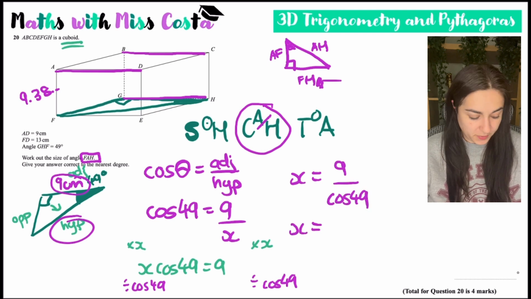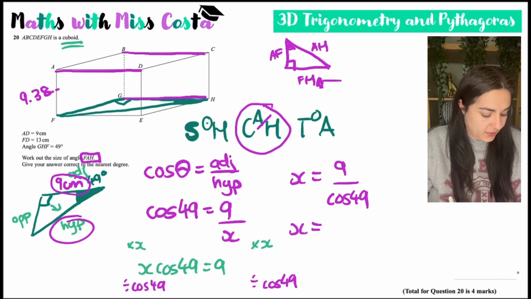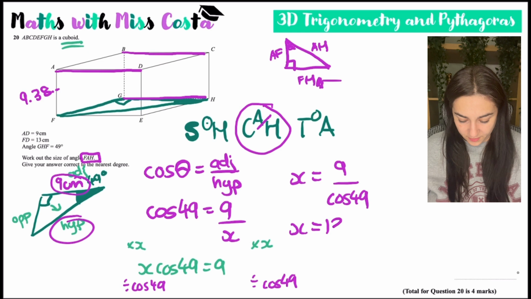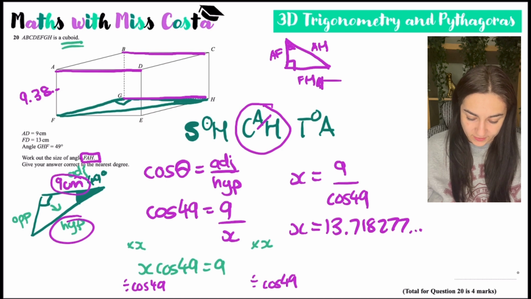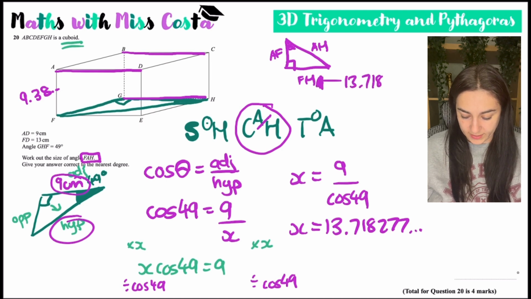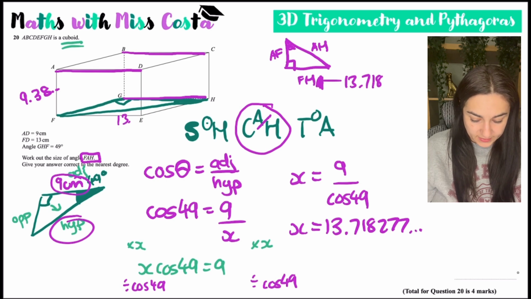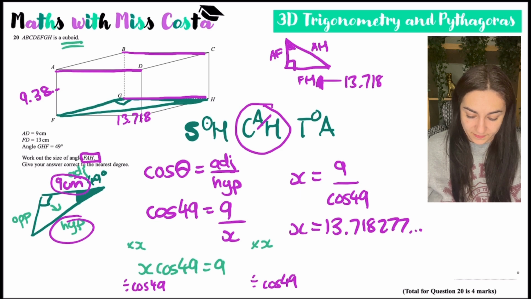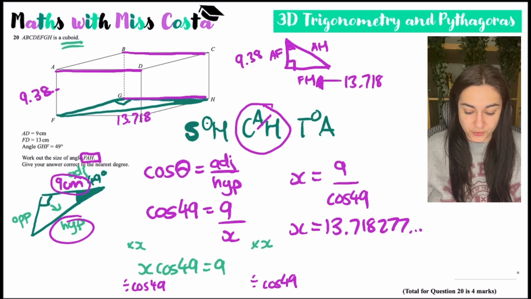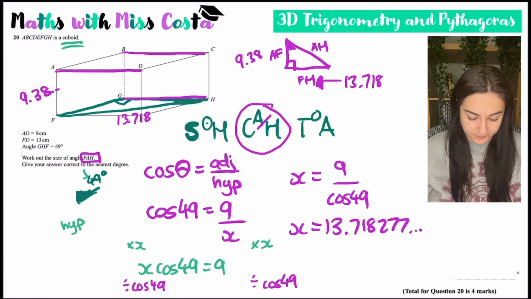And I just need to plug that into my calculator. So 9 over cos 49 gives me 13.718277 and so forth. So I know that the length of FH, this side here, is 13.718. Okay, so what have I found out? Well, I found out FH. I know AF is 9.38. So I now have two sides and I can use trigonometry.